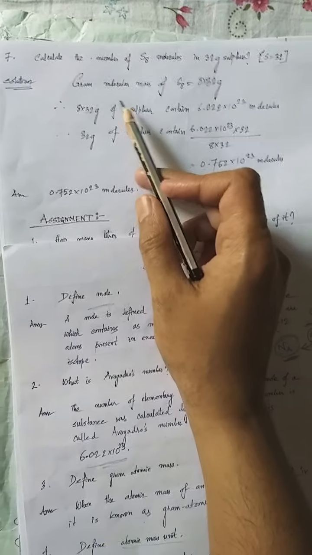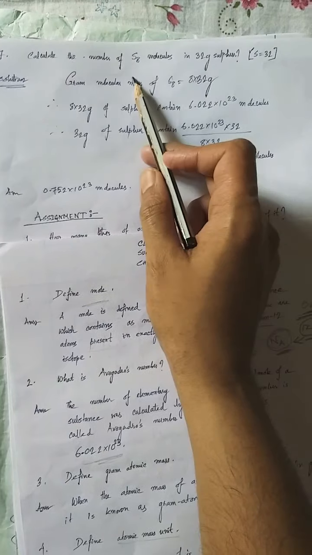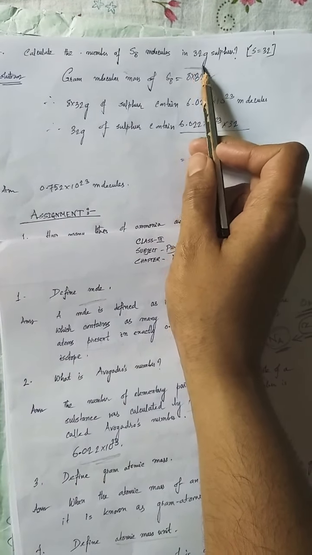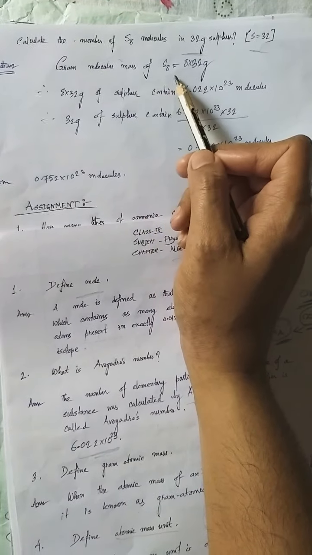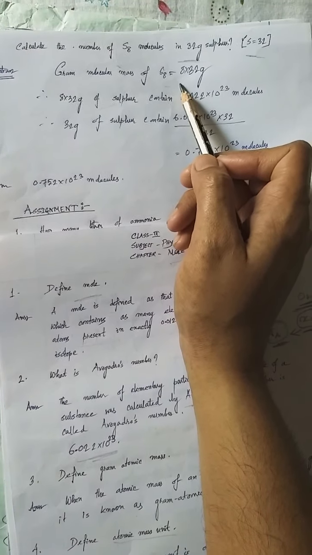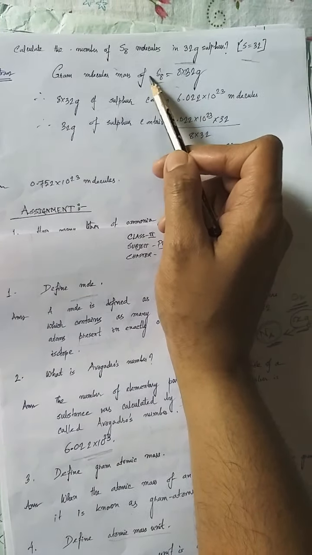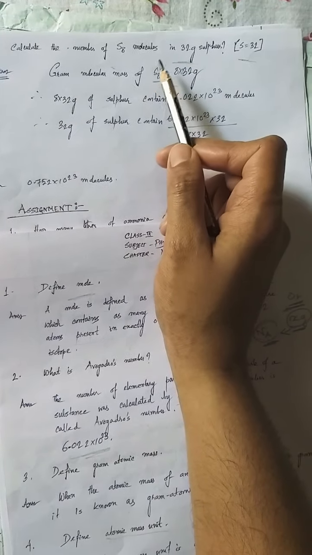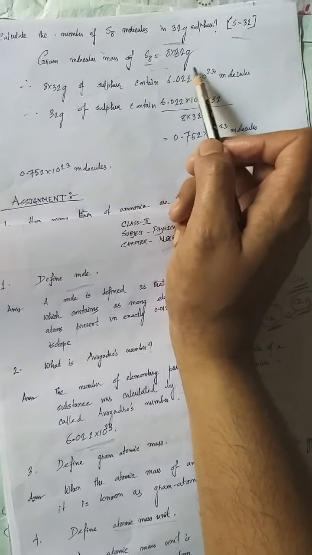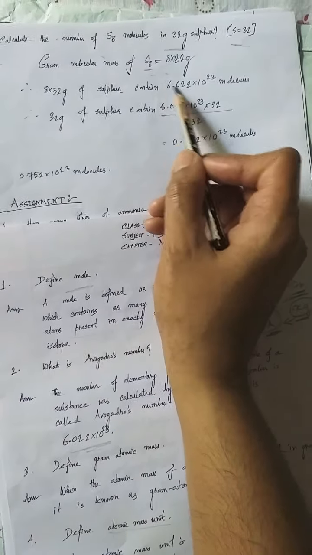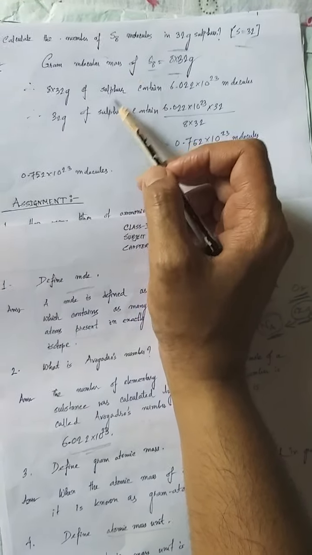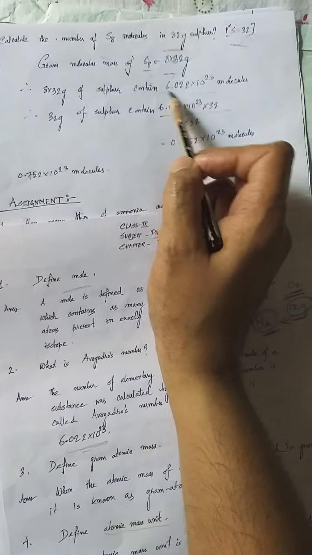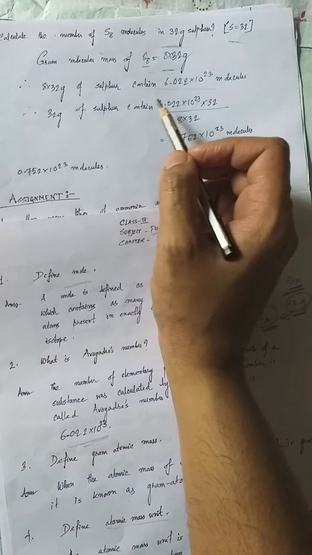Achha. Now the next question. Question number 7 says calculate the number of S8 molecules in 32 gram of sulfur. S is given 32. Now gram molecular mass of S8 is 8 into 32, because there are 8 atoms present in this S8 molecule. So this gram is the measurement of 1 mole of this S8 molecules. So now it will contain Avogadro number of molecules.